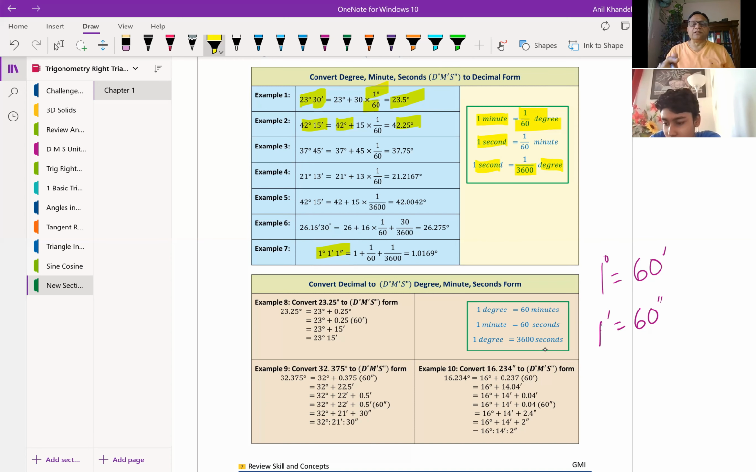Now let's do the reverse. That is to say that you are given the degrees in decimals, and now you have to convert to degrees, minutes, and seconds, right?